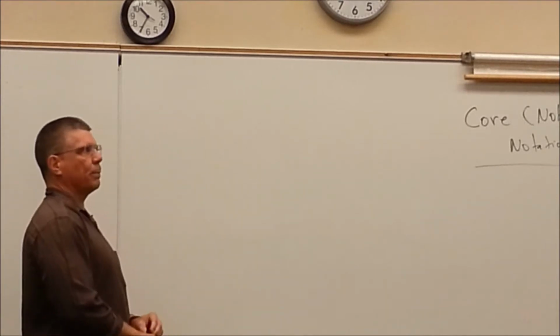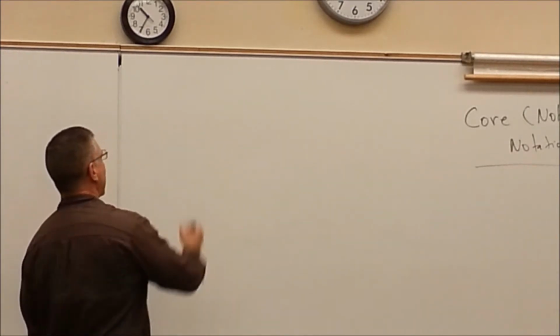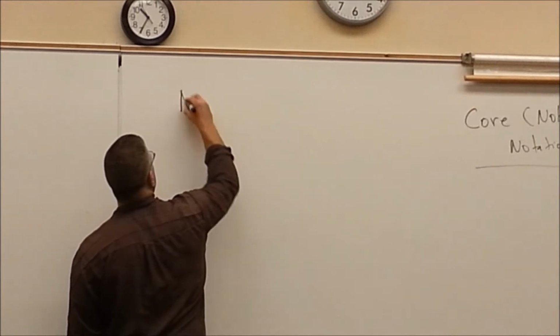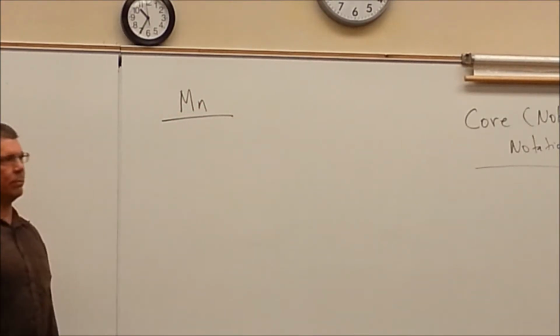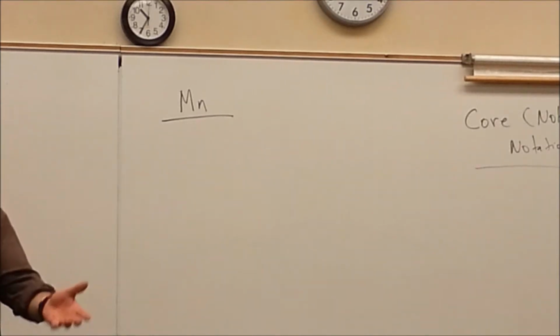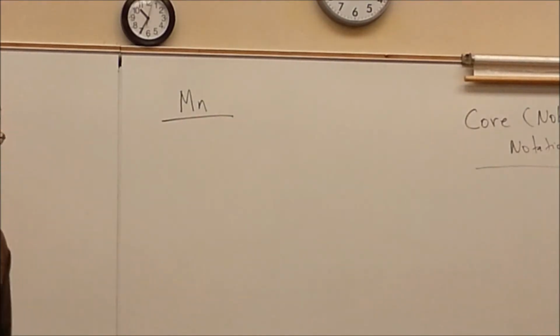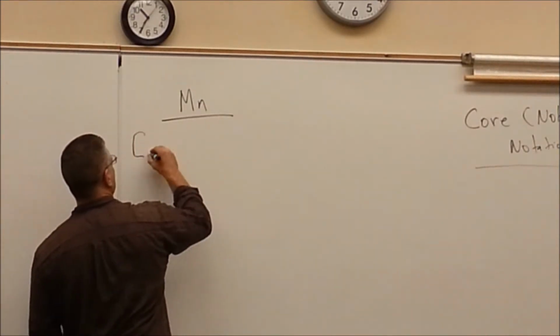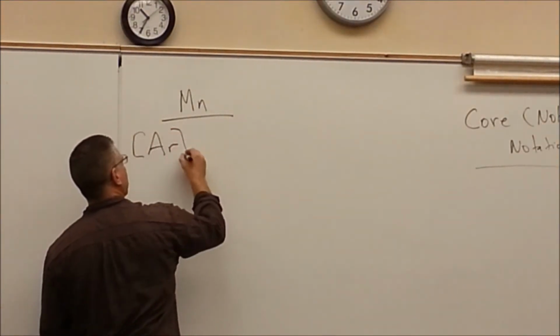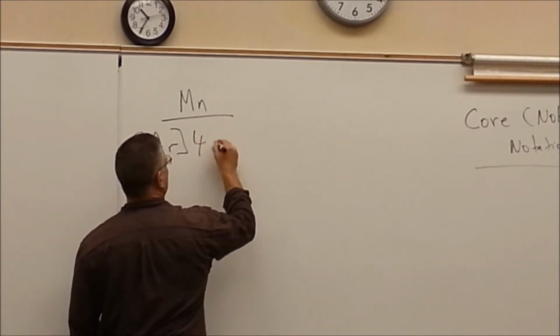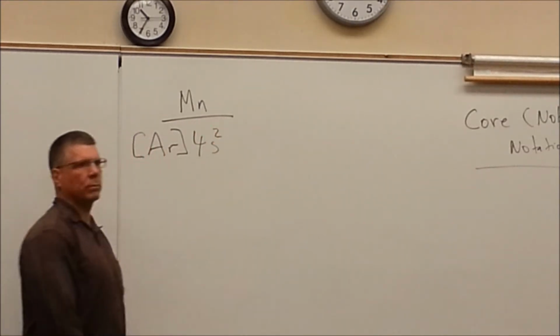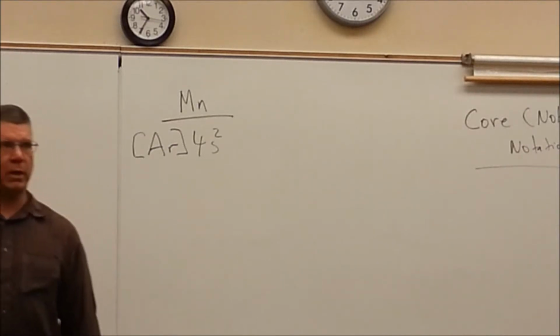We already did copper. Let's do manganese. And then core notation. Okay, so the previous noble gas would be argon. Let's see. 4s2 because we're past calcium. Then what? 3d5. Good, it's 3d, right?